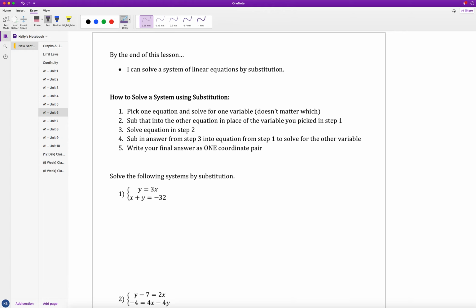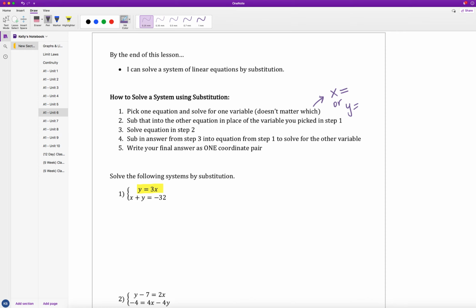So our step 1 here says pick one equation and solve for one variable. What I tend to look for is first, is either of the two equations already solved for in one variable? Meaning, is one of the equations already in the form x equals or y equals? So our goal here is to get an equation in the form of x equals something or y equals something. Well, in this problem, we already have the first equation in the form y equals, and in this case, it says y equals 3x. So step 1 is actually already done for us because we already have one variable that is isolated. What step 2 says is to sub that into the other equation in place of that variable that we picked in step 1.